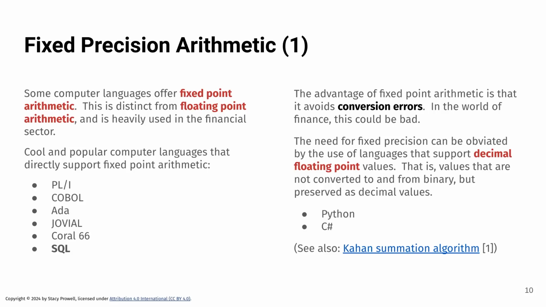You have a fixed number of digits to the right of the decimal, and we just make sure that works correctly. And in the world of finance, conversion errors can be bad. You start losing pennies here and there, it adds up pretty fast. The need for fixed precision can be gotten rid of if we use a language that supports decimal floating point values. And there are languages that support decimal floating point values, or for which there are libraries that support decimal floating point values. Are they all decimal? No, they're not.